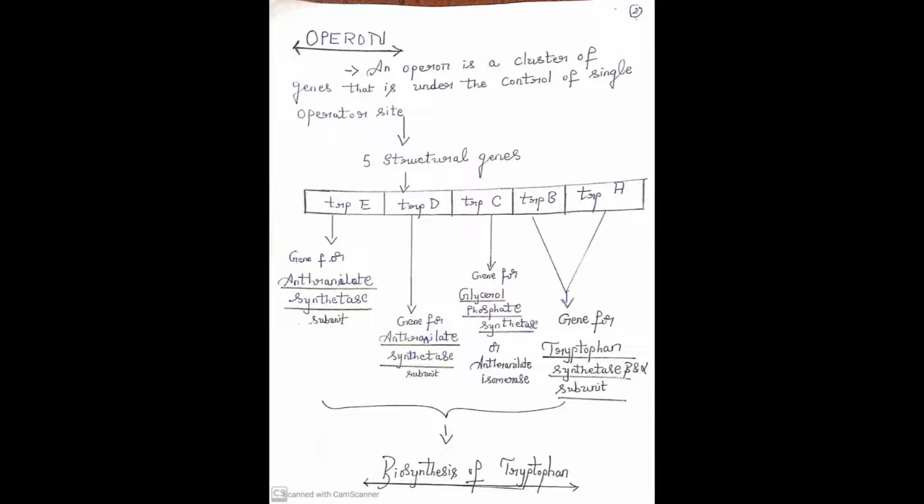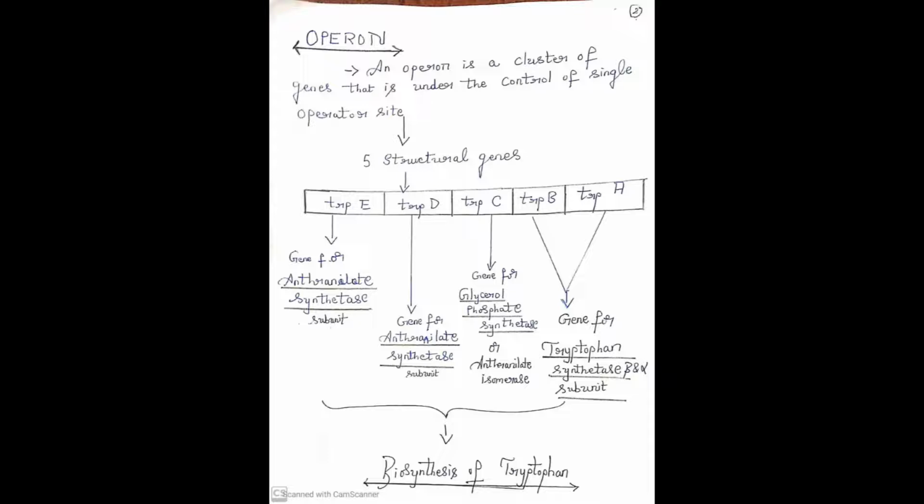trpE codes for the gene required for the synthesis of the anthranilate synthetase subunit. trpD codes for the gene required for the synthesis of the anthranilate synthetase subunit. And trpC codes for the gene required for the synthesis of anthranilate isomerase or glycerol phosphate synthetase. The last two, trpB and trpA, code for the genes required for the synthesis of the tryptophan synthetase beta and alpha subunits. So all these 5 structural genes are required for the synthesis of tryptophan.